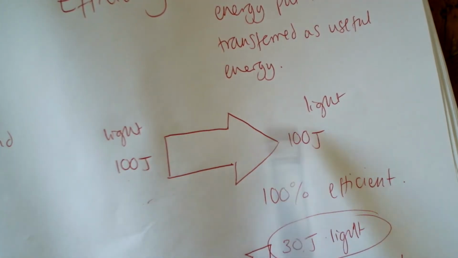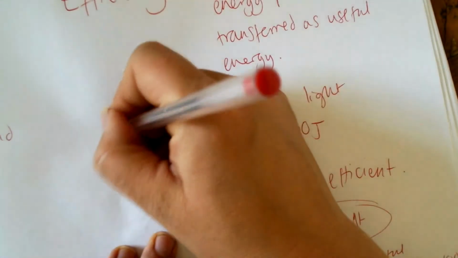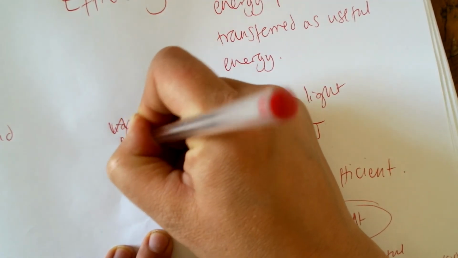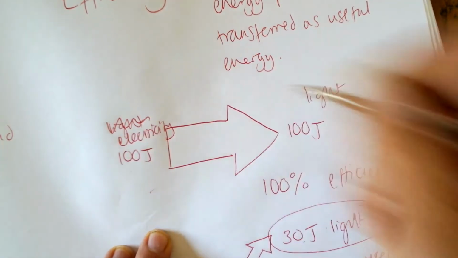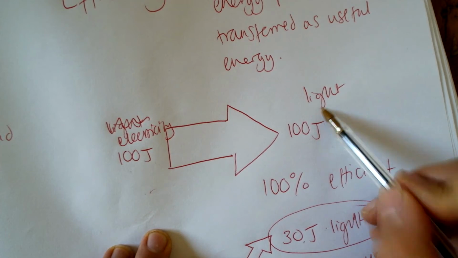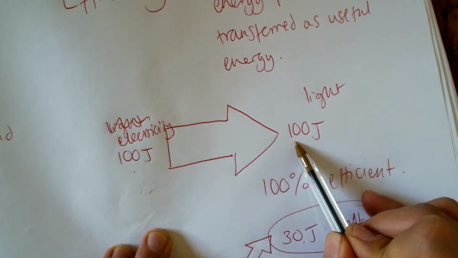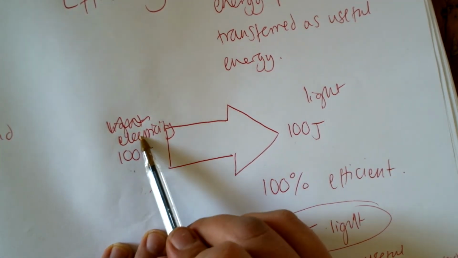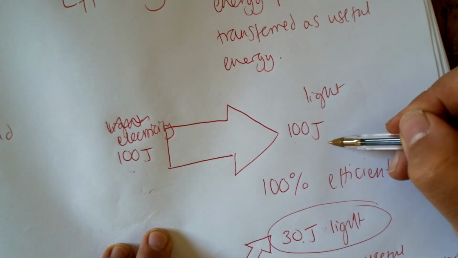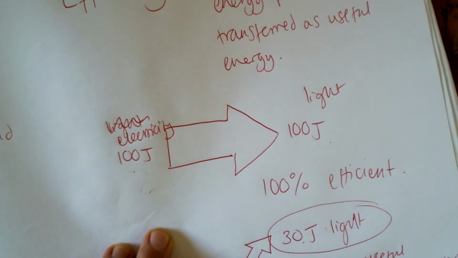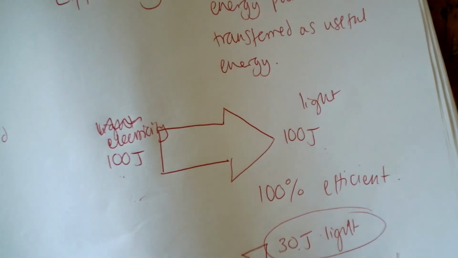This would be the ideal if you're 100%. That shouldn't be a light, should it? It should be electricity. 100 joules of electricity went into 100 joules of light. That would be the ideal. Unfortunately, that isn't the case.